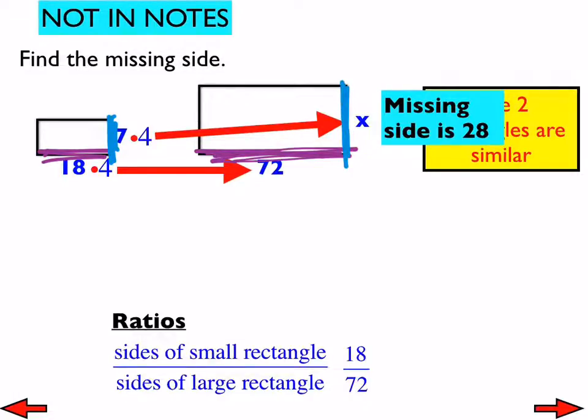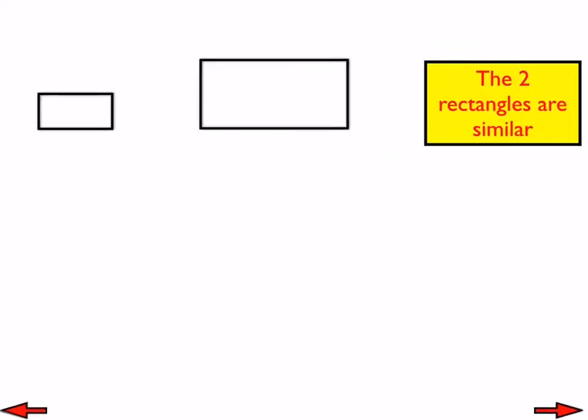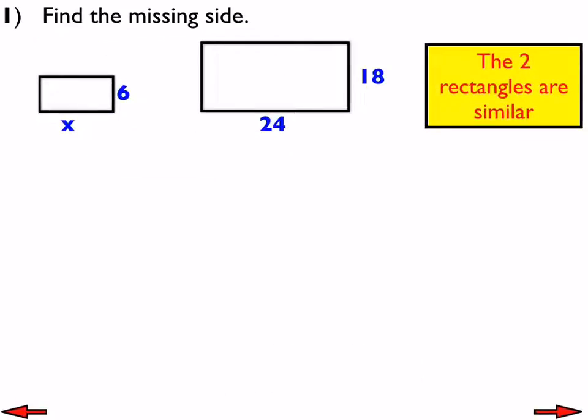So if this is all working, we've done everything correctly, our ratios of corresponding side lengths for our small rectangle compared to our larger rectangle, they better be equivalent, and they are. 18 over 72 is equal to 7 over 28. And then there's a strong correlation between that and scale factor, which we will come back to. All right, so everybody try number 1.